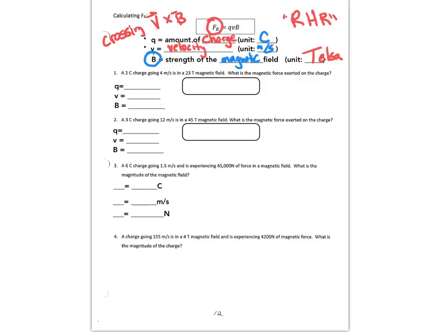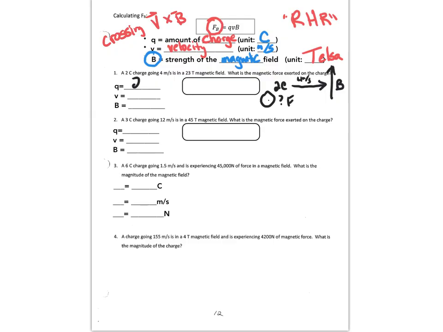So let's say we've got 2 coulombs of charge, and they're traveling at a small speed of 4 meters per second, and they cross through a magnetic field B, right? It's 23 Teslas. And what we're going to get is a force, and it's going to point out of the page. It's going to point upward. But how would you figure out how strong the force is? How big is the force?